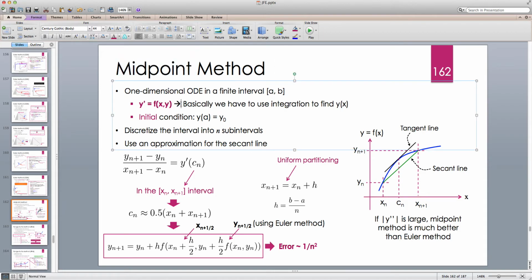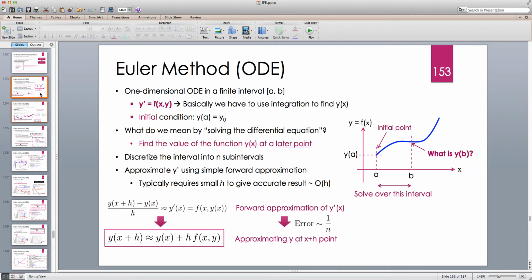So the next method is the midpoint method. But maybe before starting the midpoint method, I want to point out one more important point here. In the Euler method, we say y prime is y of x plus h minus y of x over h, and then we can find the value of y at some later point. Now what happens if f of x and y does not depend on y? Then the problem is y prime equals f of x, and the solution is just an integral from the initial point, which is a, to some point x.